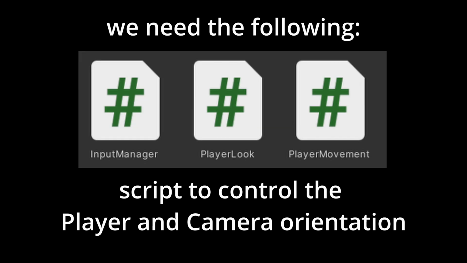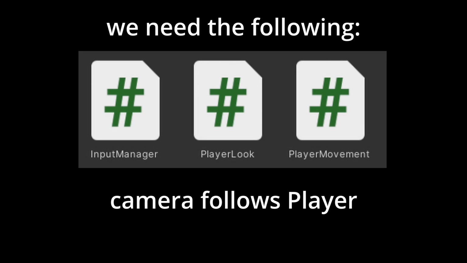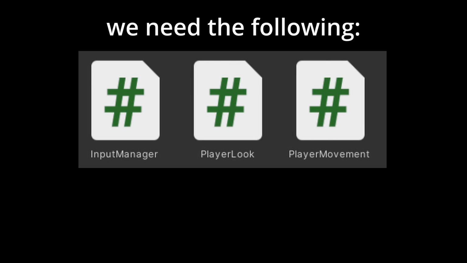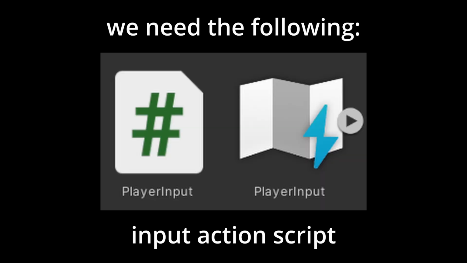For building an FPS movement, we need the following things: the script to control the camera and the player orientation. Then we need to make sure the camera is actually following the player. And then using the new input system, we can build an input script with which we can dictate which actions will take place when.